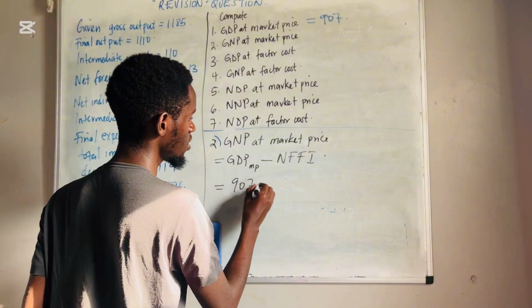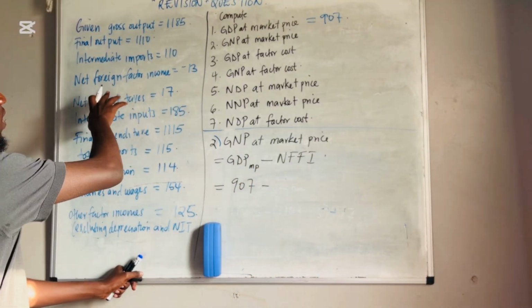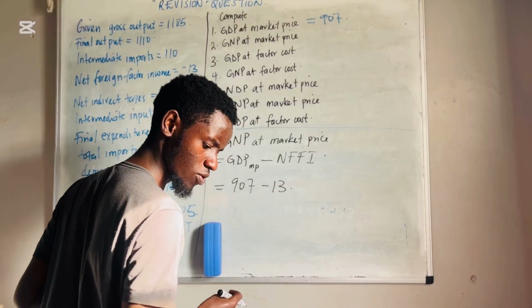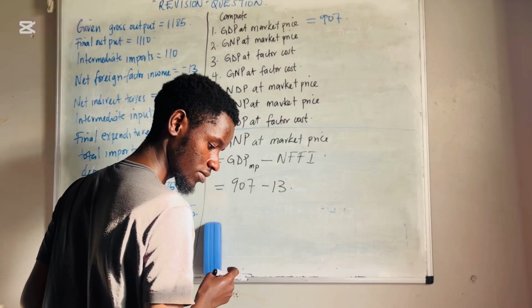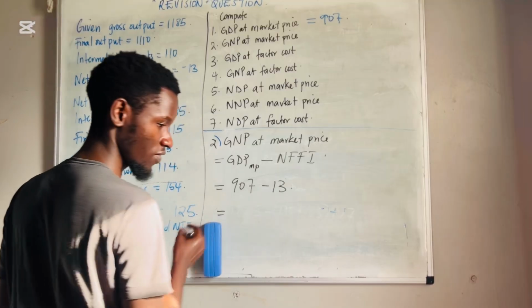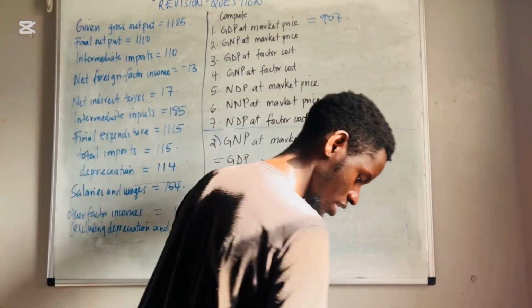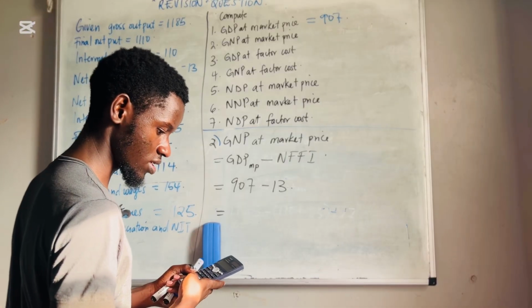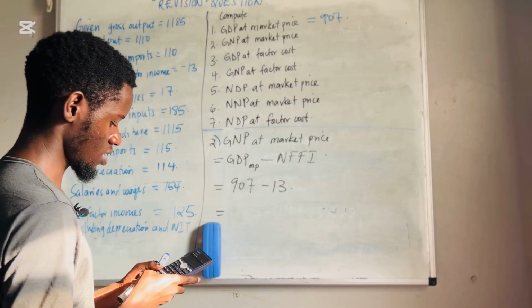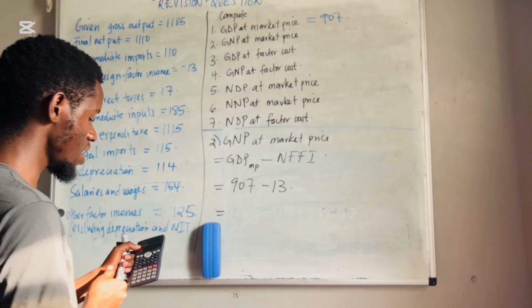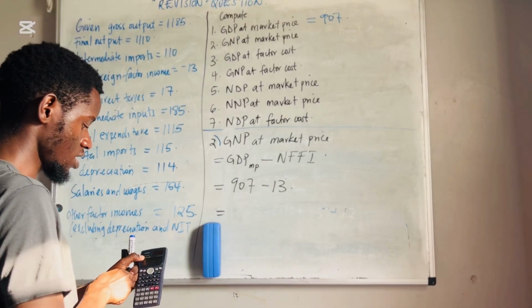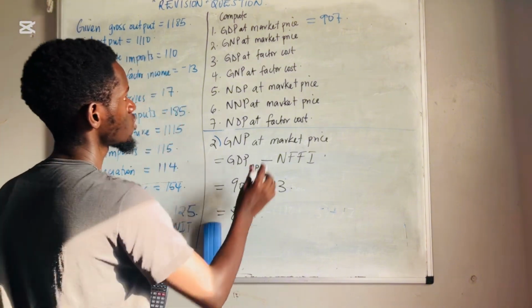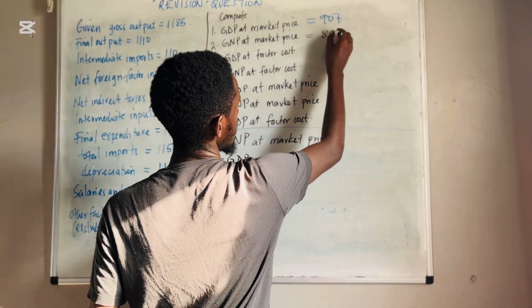But we already have the GDP at market price as 907 minus the net foreign factor income, which is negative 13 from the question, and then lastly our answer is going to be 907 minus 13 is, I think we have 894, and that's our answer.